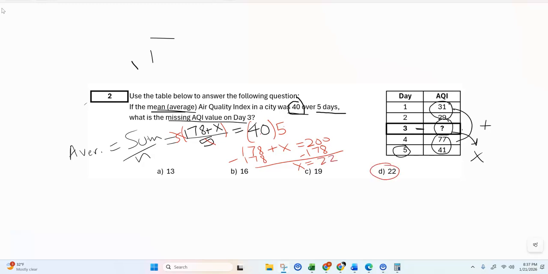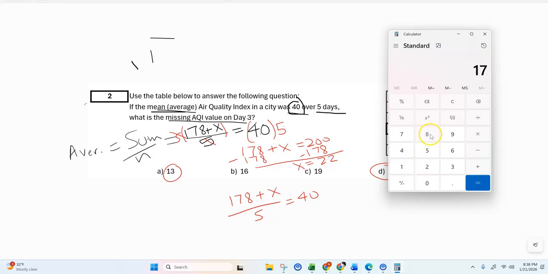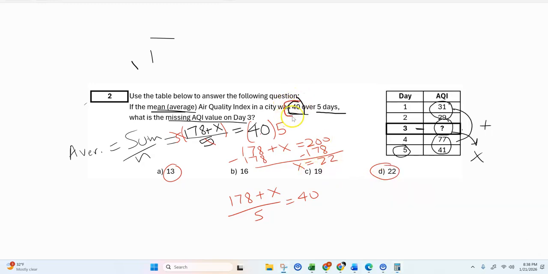So you could do it like that, or if you realize that, hey, I know that 178 plus x divided by 5 should equal 40, right? What I can do is I can try different values. So if I try 13 and I add it to that, I would get what? This is called working backwards, right? So I could take 178, which is the first 4 numbers, and I could go plus 13 equals 191, and then I would divide it by 5, and it would give me 38.2, but I need it to be 40, right? So if you try 22 in there, it will work, right?